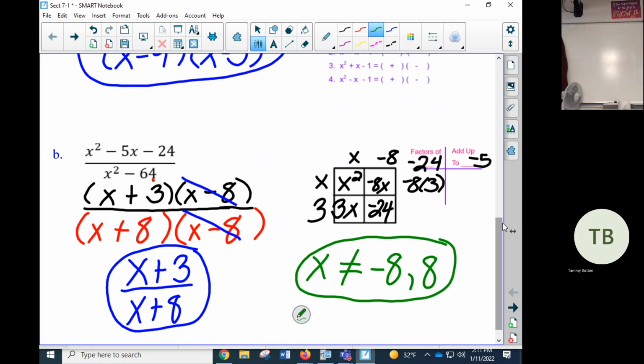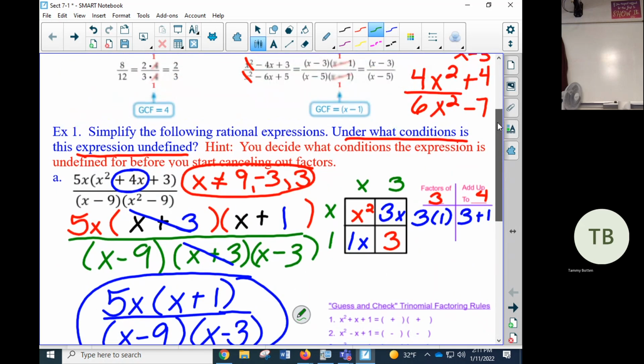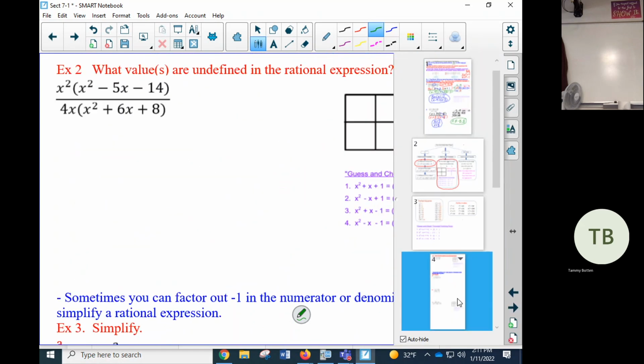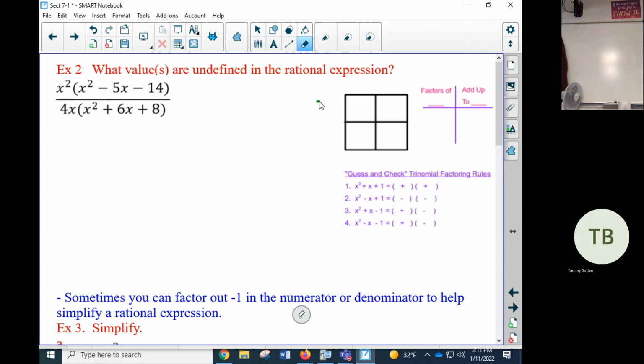If they don't say, like, the directions here were, under what conditions is this expression undefined? And that's when you factor the bottom and make sure the bottom can't equal 0, okay? All right, so let's go to this page. And now this one only asks us what values are undefined in this rational expression. When they ask that, you guys, we don't care about the top at all, okay?